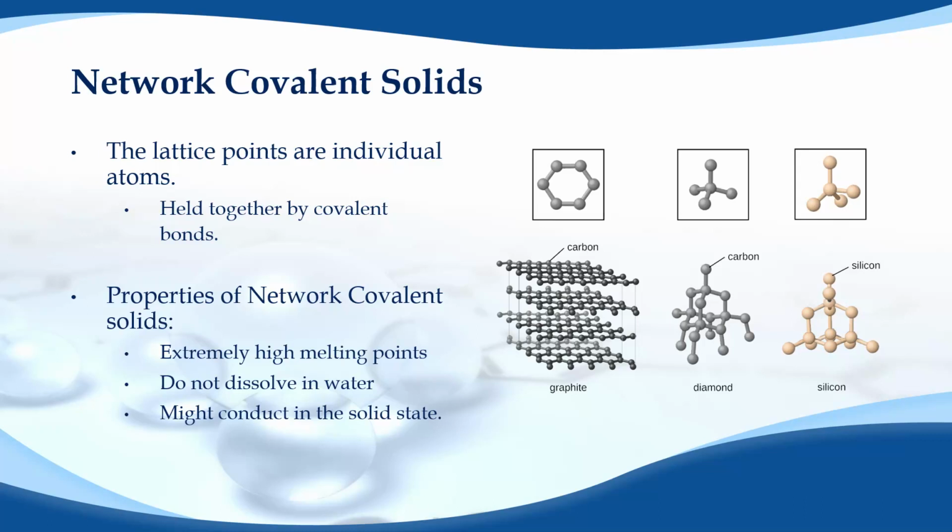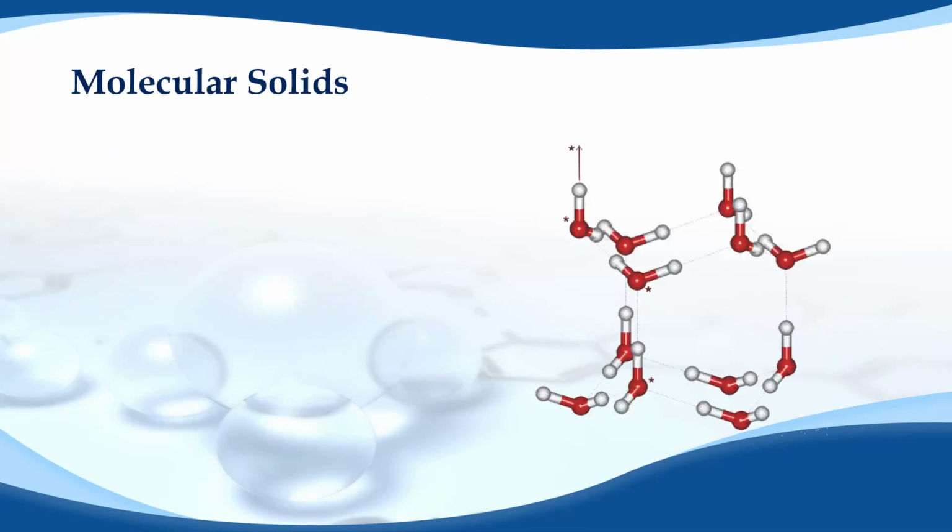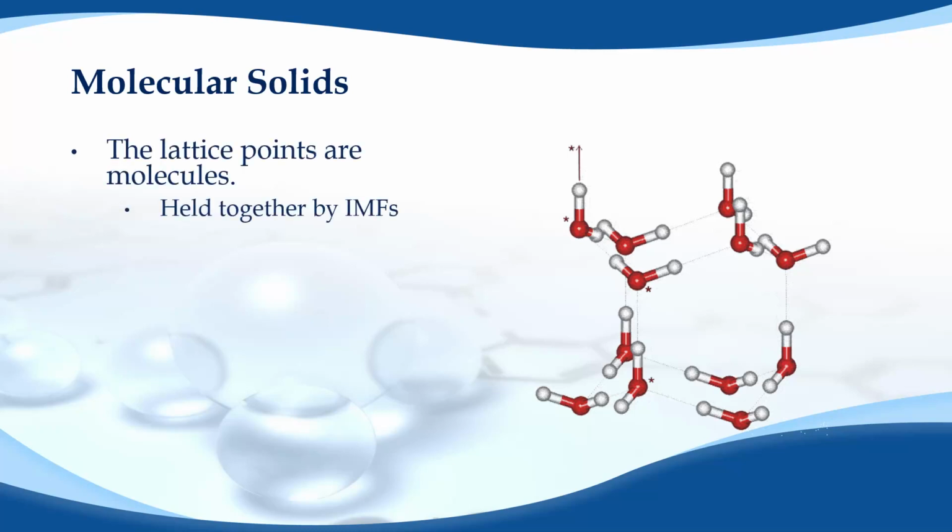Our third type of solid is what we call a molecular solid. So in an ionic solid, the lattice points are individual ions held together by an ionic bond. In a network covalent solid, they were atoms being held together by covalent bonds. For a molecular solid, the lattice points are entire molecules. And what's holding these molecules together, you might ask? Well, intermolecular forces, right? Molecular solids are held together by dispersion, dipole-dipole, and hydrogen bonding, whatever the individual molecule might have.